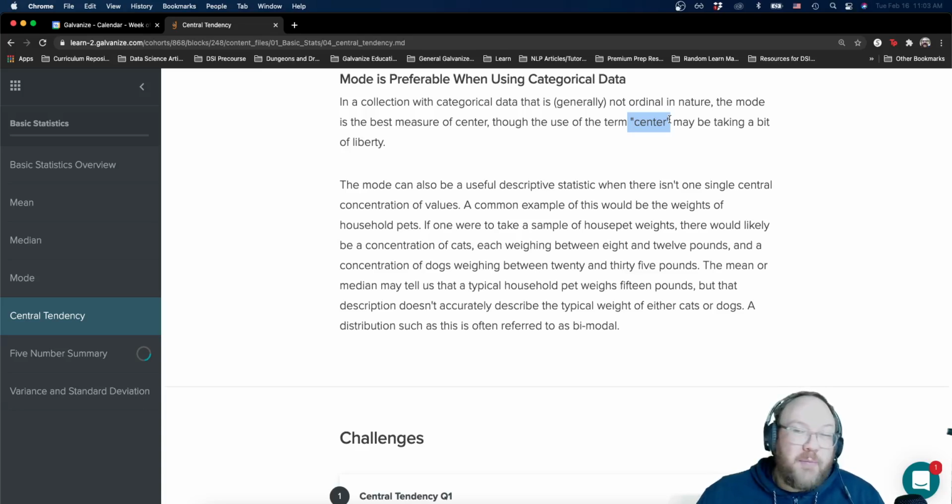Next up, we're going to talk about the 5-number summary, and after that, we're going to talk a little bit about the variance and standard deviation, and that's going to finish up this introductory descriptive statistics unit.